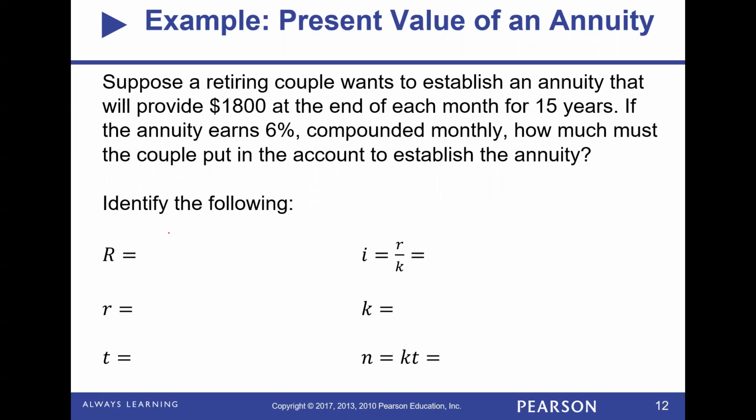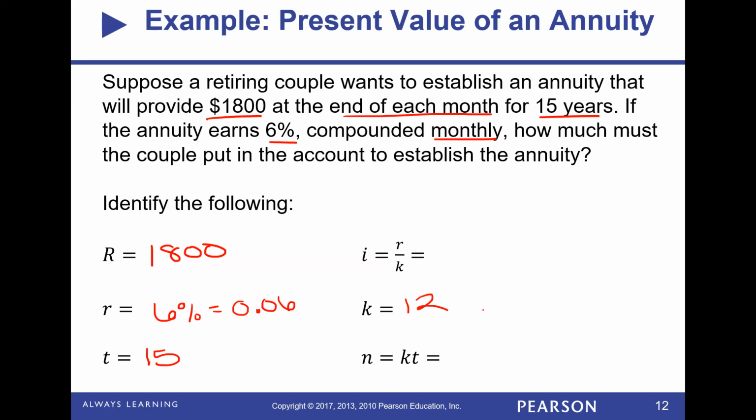So again, the recurring payment here is $1,800, and they told us that our rate is 6%. I'm going to make that adjustment and change it into the decimal. And time is how long we want to be able to pull that money out for. They told us 15 years. Now, it's going to be compounded monthly, but they're talking about paying for each month, so we know that our K is 12 here. Again, this is what we have to read really closely for.